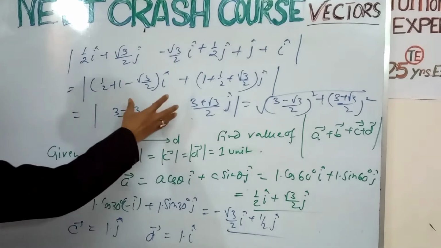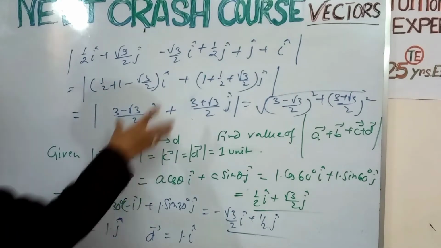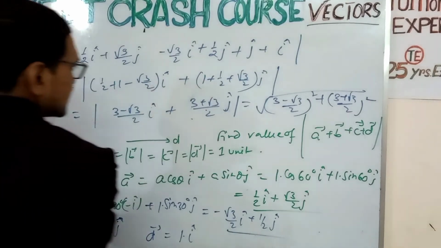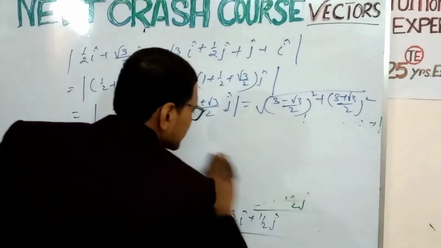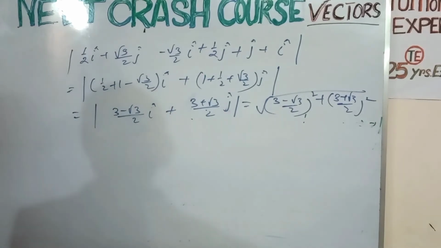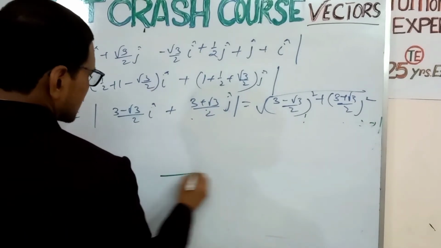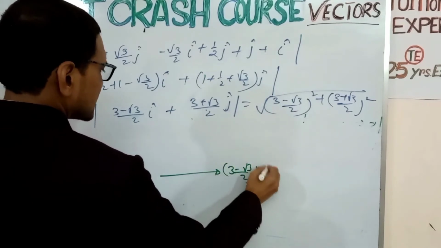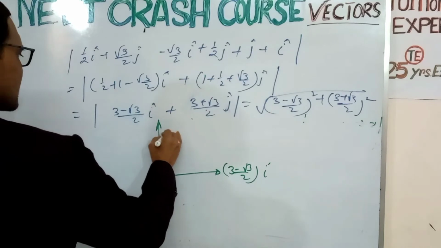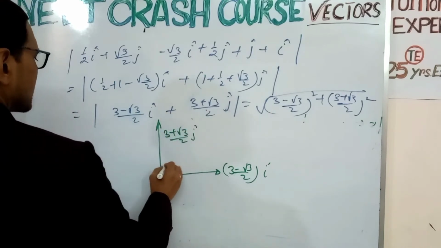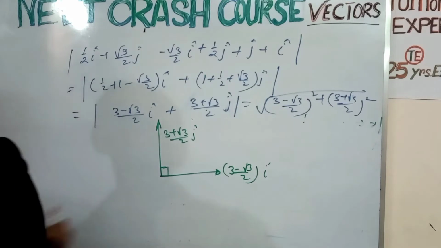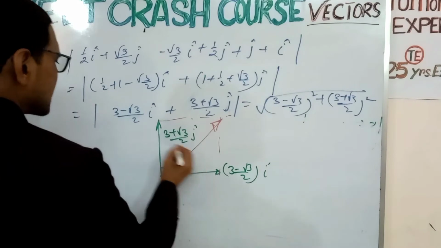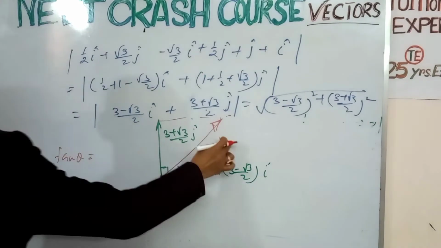If you are asked what angle this vector makes with horizontal, then we get the vector. We just write this is the I component, 3 by 2 minus root 3 by 2, and this is the J component. So this is the vector. Now if this angle is theta, then tan theta equals perpendicular by base.